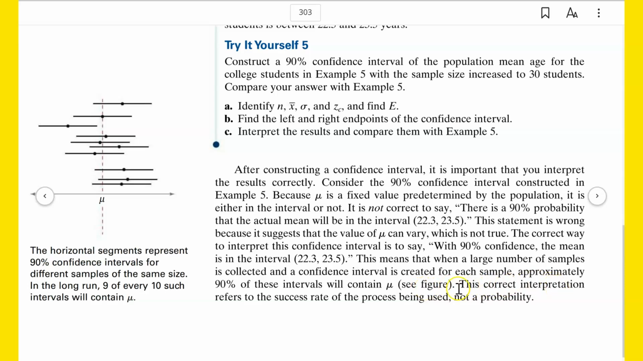This correct interpretation refers to the success rate of the process being used, not a probability. Okay, so I know that to me that seems very trivial, but it's probably because I don't have a PhD in statistics. So let's get used to saying it right. Let's just say it with that kind of language that they want us to use here. All right, moving on.